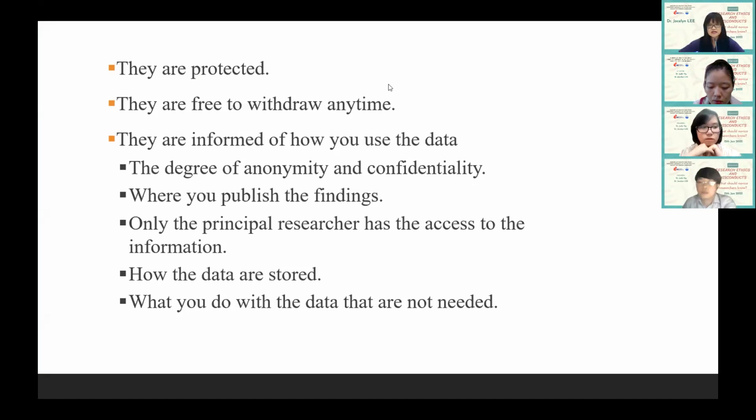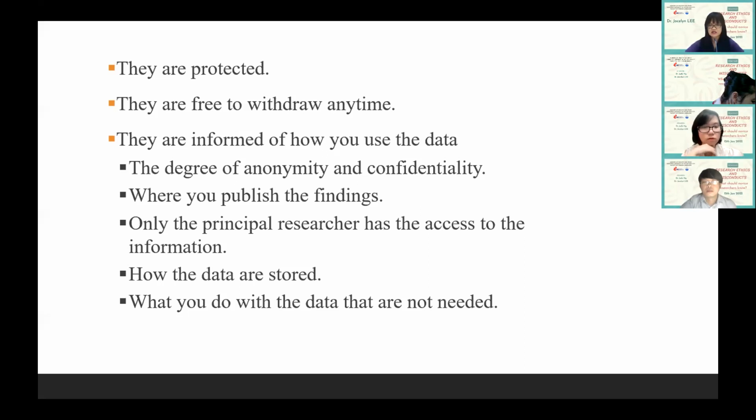So the participants have to be protected. They are free to withdraw anytime throughout the process of your research. Your research may incur different stages. Maybe in the first round your participants are willing, and later on one or two say they disagree. They are free to stop anytime. They are informed of how you use the data, and the degree of anonymity and confidentiality. What does that mean here? That means the names are not revealed, and everything you collected, you are the one who knows, the researcher. There is such a degree of confidentiality.